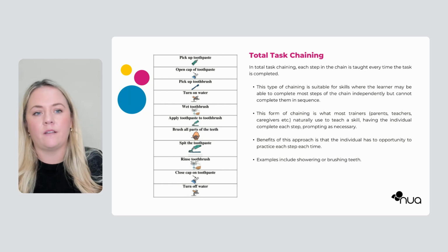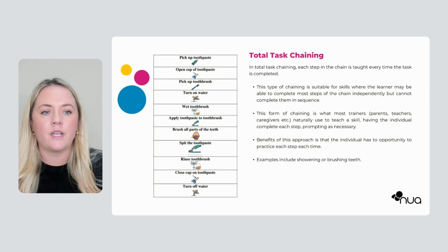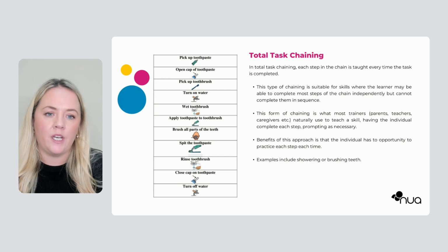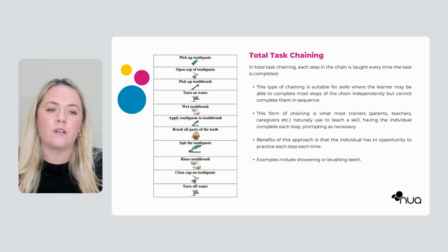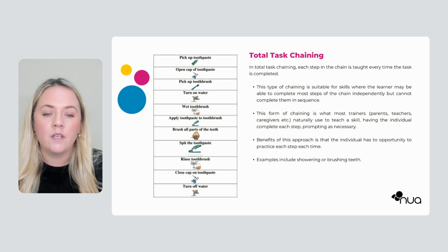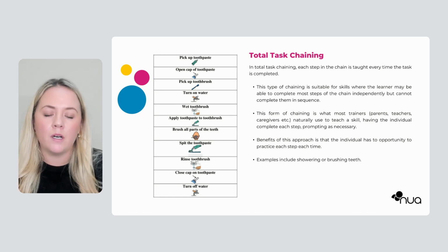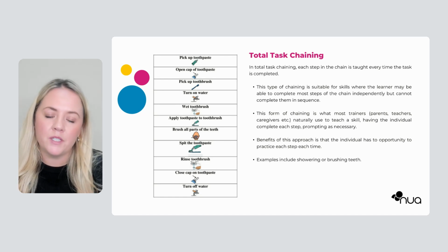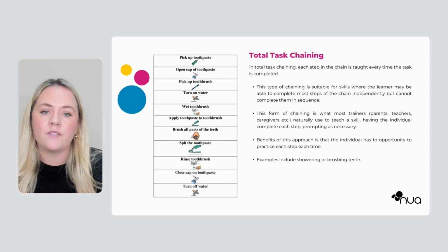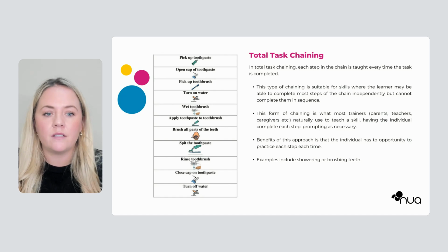In total task training, then, each step in the chain is taught every time the task is completed. So, this type of chaining is more suitable for skills where the learner is able to complete some of the steps but cannot complete them in a sequence. So, for example, they've no problem opening the cap of the toothpaste, or they've no problem brushing the upper teeth in their mouth, but they have difficulties putting these together in the correct sequence.